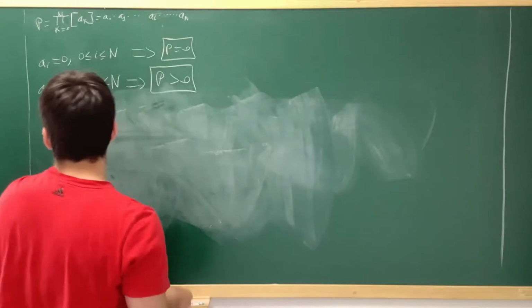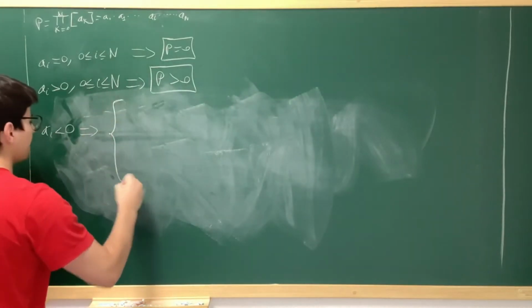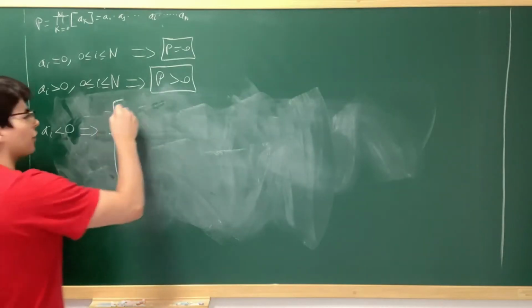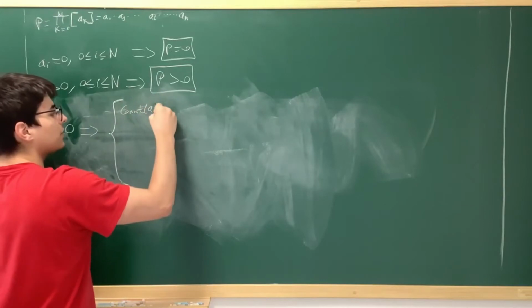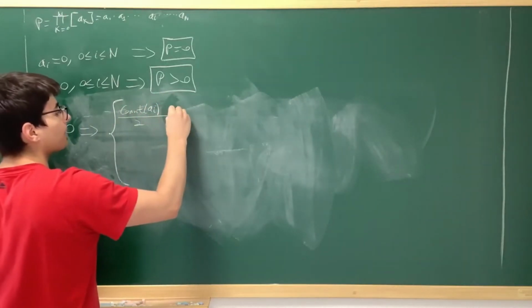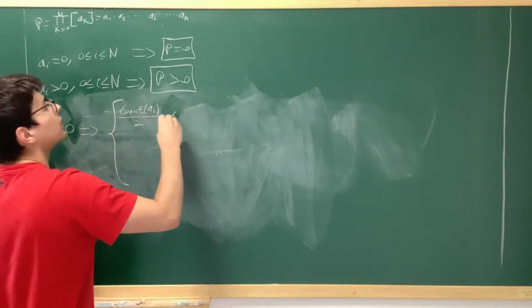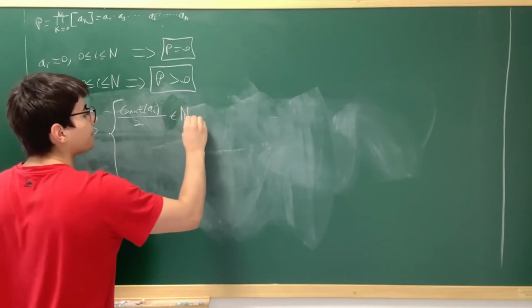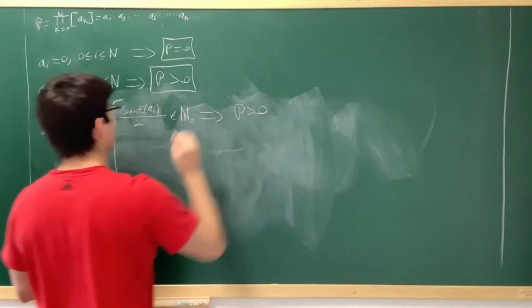So, this implies, well, depending on, let's just define a function count. If count of A_i over 2 belongs to the natural numbers, this implies that P is greater than 0.